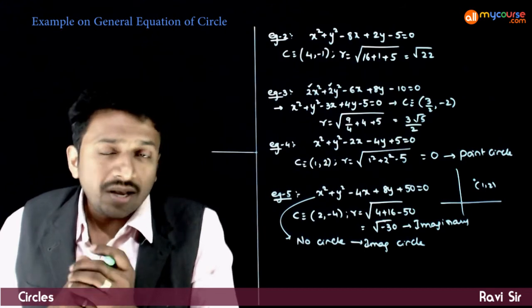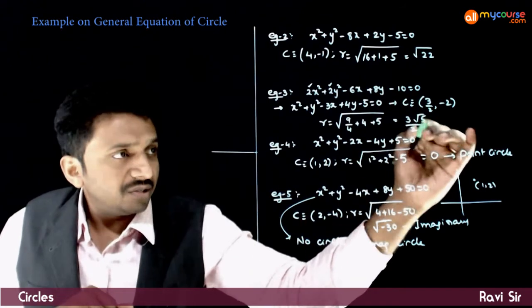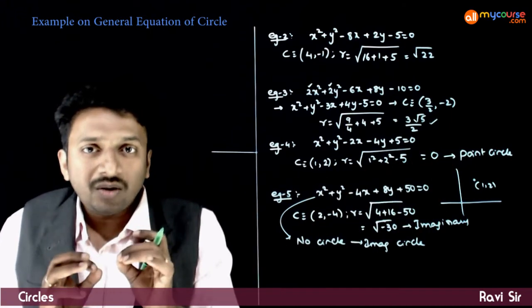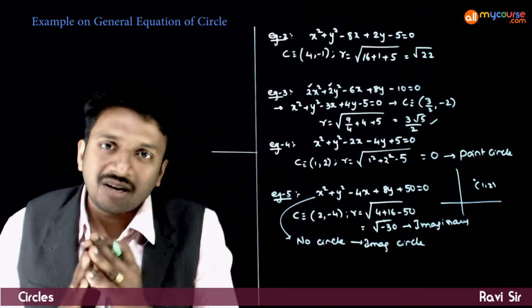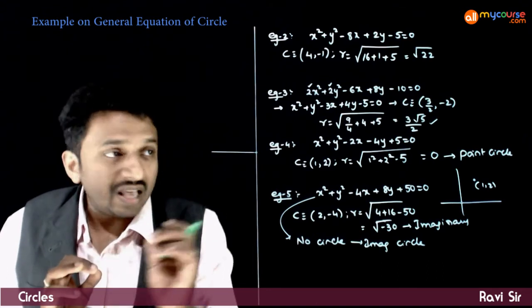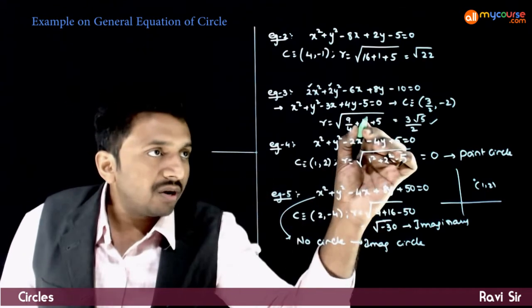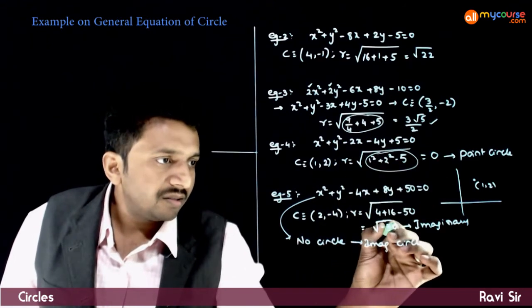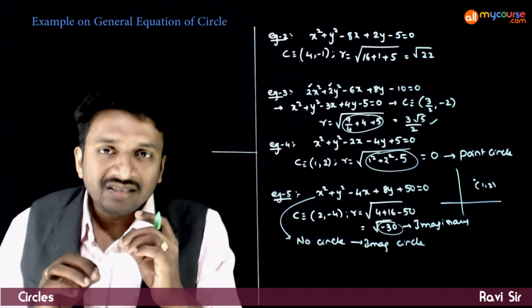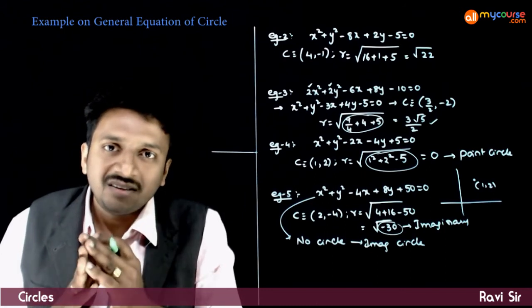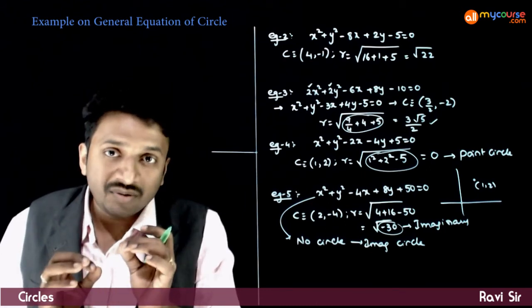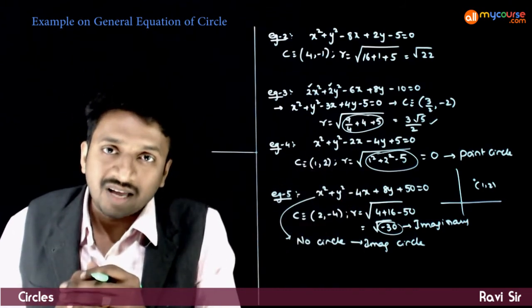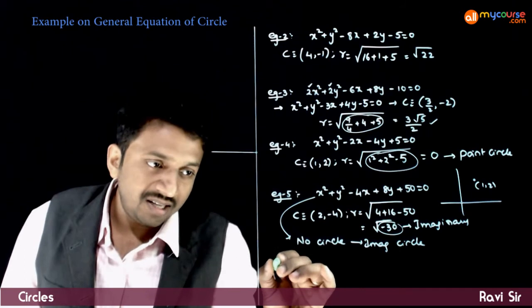Now, when will a circle be real? That means you have a physical circle. When will a circle be a point circle? When will a circle become imaginary? All of this, as you can understand, depends on what happens to this number. Inside the square root you have g square plus f square minus c. So depending on what happens to g square plus f square minus c, the nature of the circle can be determined. So I'll write the nature.